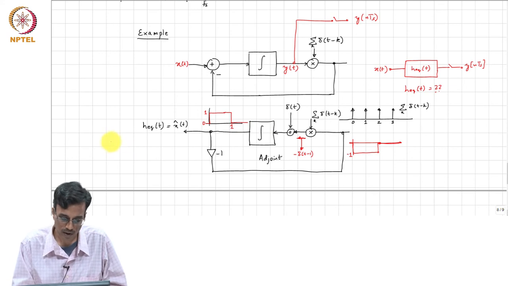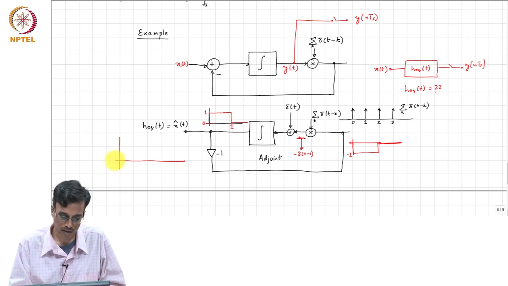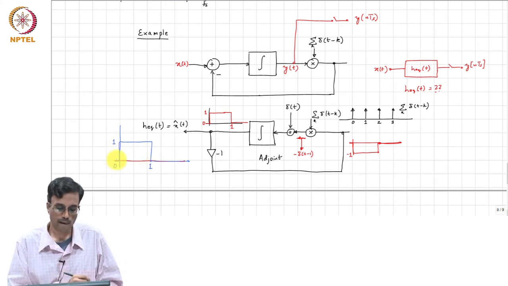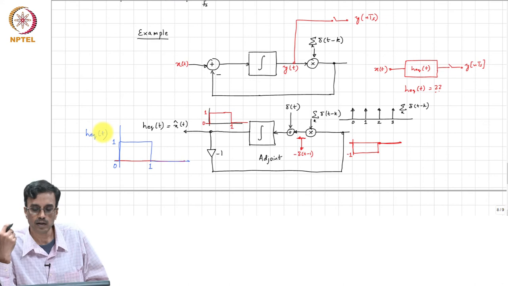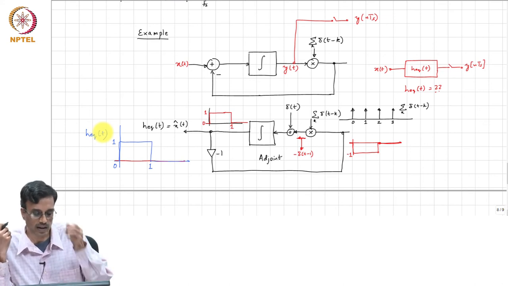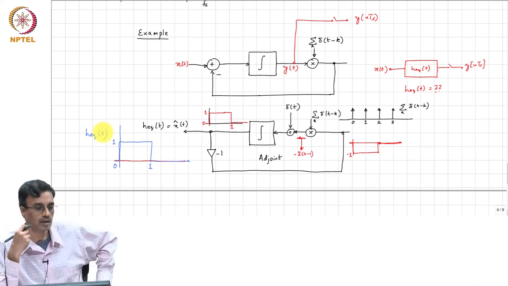So what is H equivalent of t, therefore? H equivalent of t is basically a rectangular pulse, right? This is H equivalent of t, right? What comment can you make? A sanity check, can we run any sanity check?